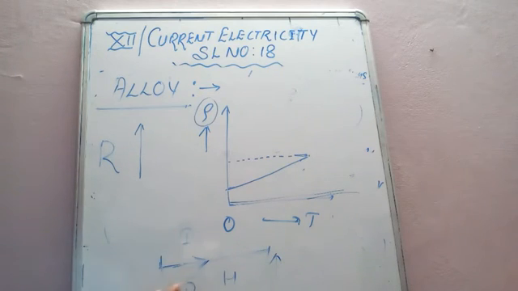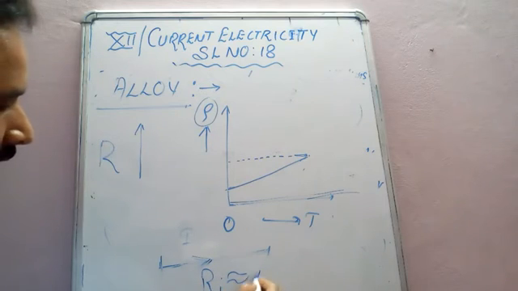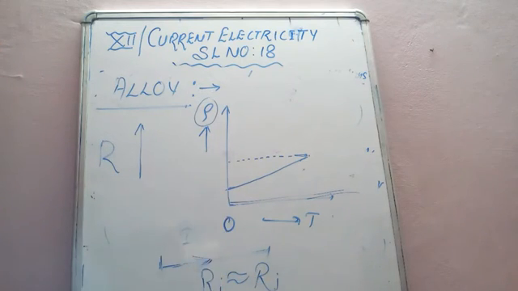But if we are taking an alloy material, no matter for how long the current I is flowing, the value of resistance remains approximately equal to Ri even after a longer time. It means that there is a very small change in the value of resistance, or we can say resistivity. So that's why we prefer alloy material for making a standard resistor.